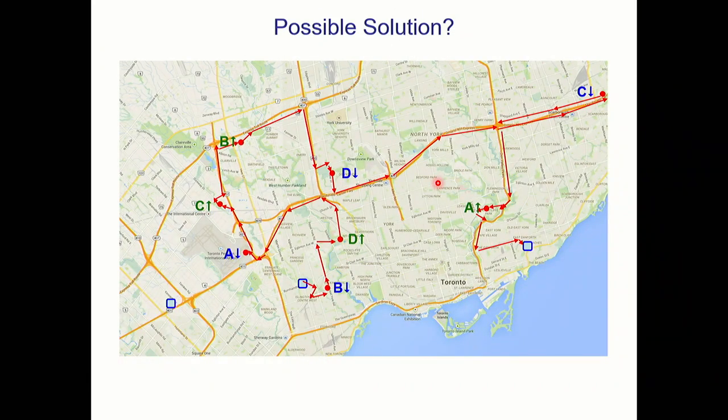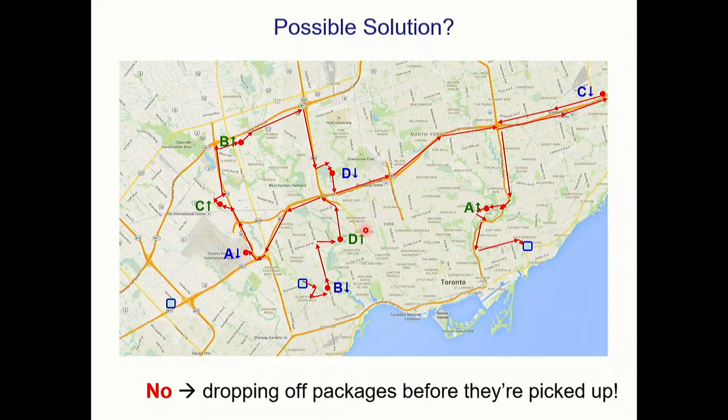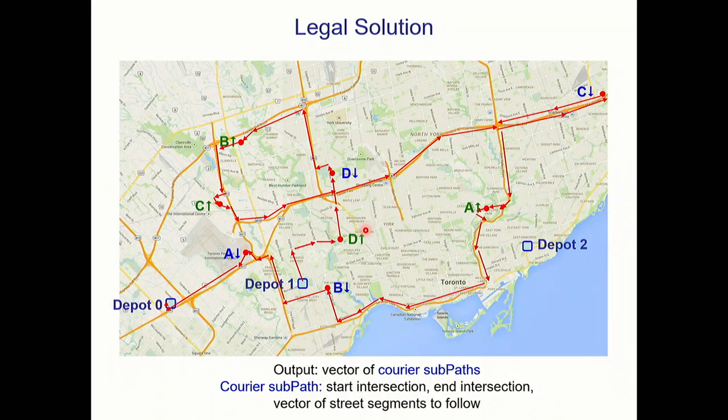Okay, so let's see, is this a possible solution? We started at depot 1, for example, and we went to this intersection, which is dropping off B and then picking up D. Is this a possible solution? No, because we cannot drop off B before picking it up. Again, remember that this is the only constraint we have. So this is another, more legal solution. We call this a legal solution. We start at depot 1 again, go pick up D, drop off D, pick up B, then we pick up C because we found that it's closer.